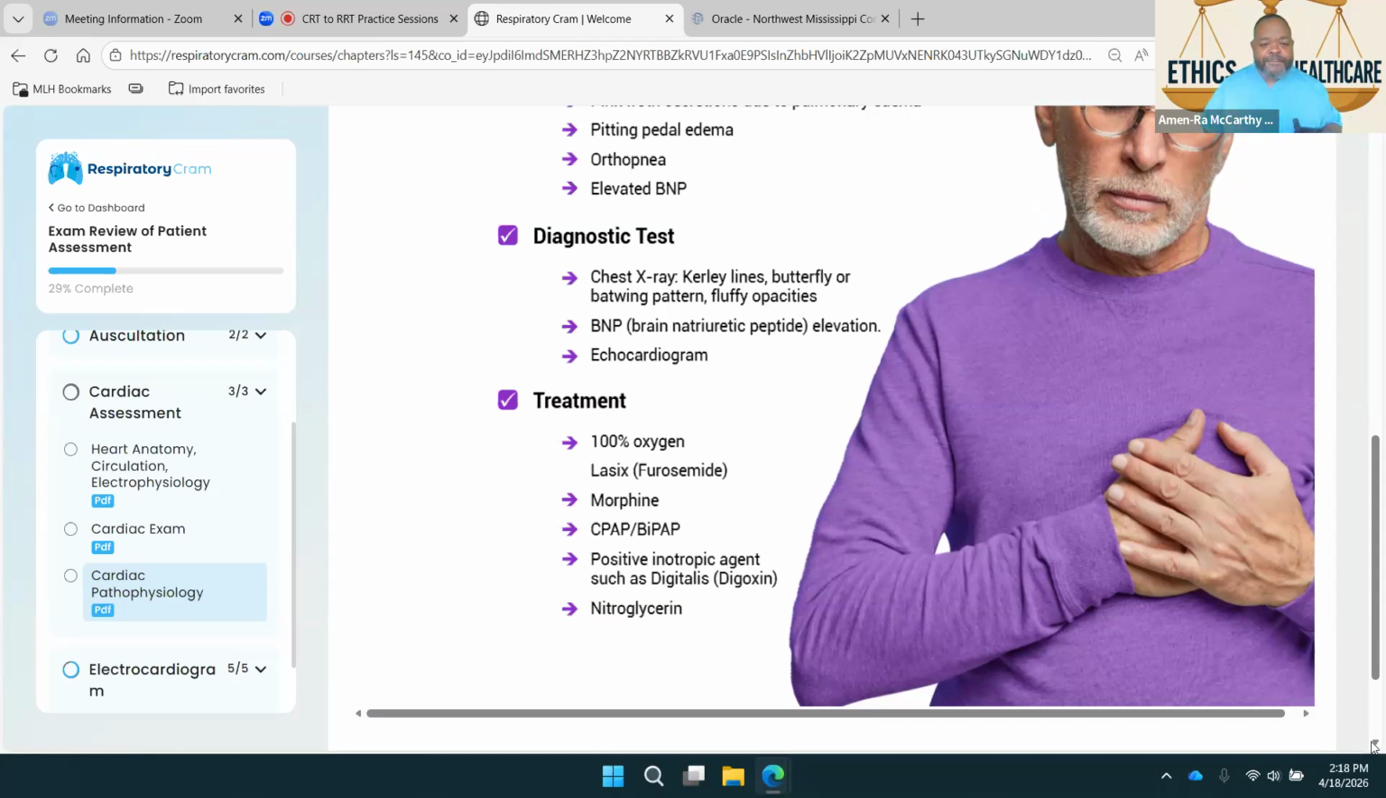Give them some Lasix, morphine if needed, right? Because morphine not only helps with pain, but morphine also helps with hypoxia. It helps you not know that you're hypoxic, right? CPAP, BiPAP, positive inotropic agents such as digoxin or digitalis, and then sometimes nitroglycerin.